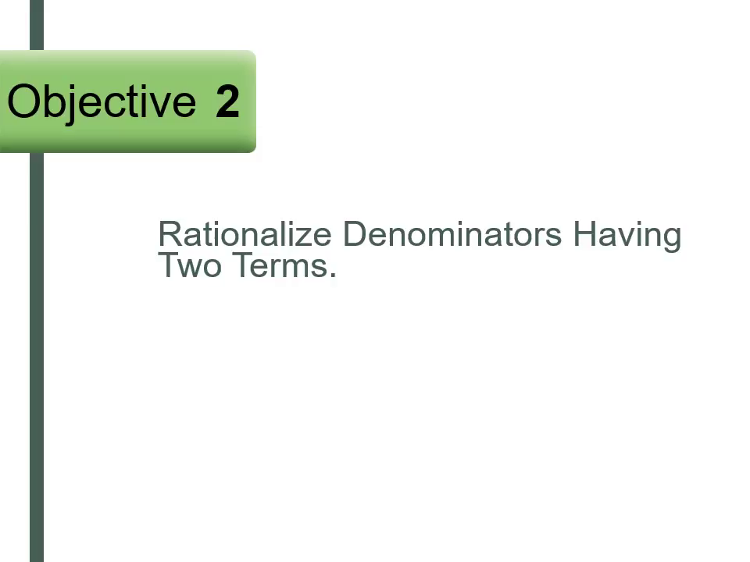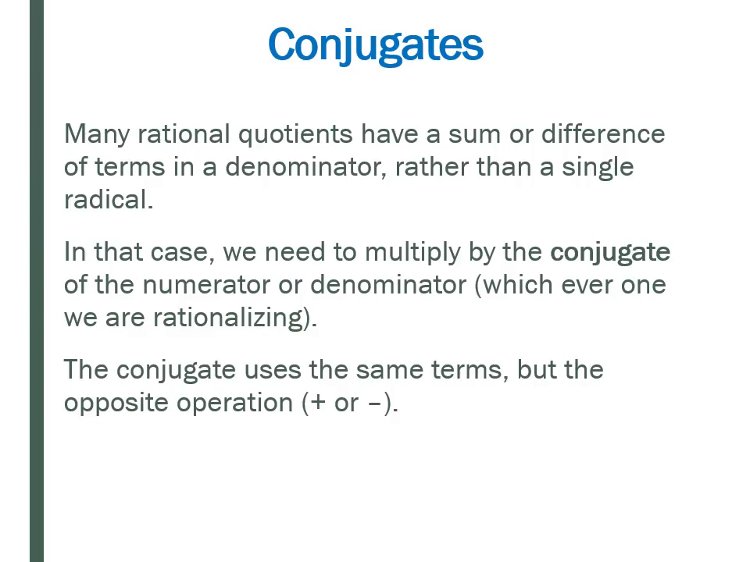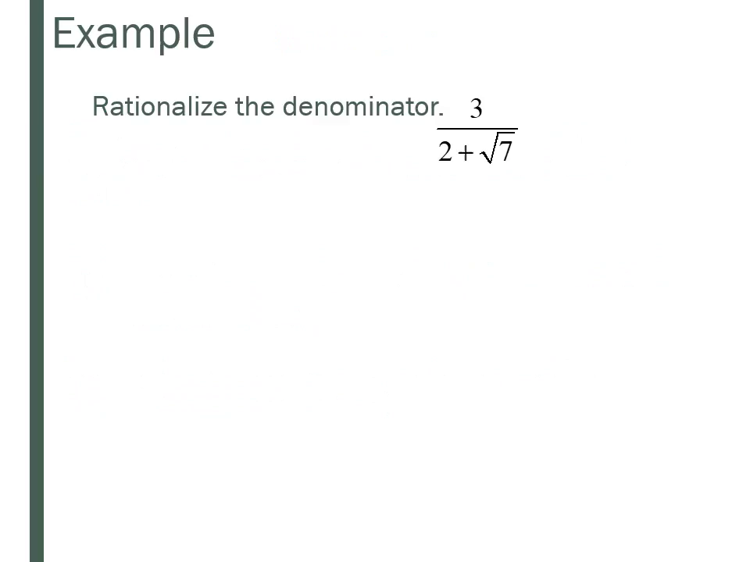Now we're going to rationalize denominators having 2 terms. So I'm going to have 2 expressions being either added or subtracted together. When we have situations like this, we are going to use what's called the conjugate. That means that if I am adding the two expressions, then I'm going to multiply by the two expressions being subtracted. For example, I have 3 divided by 2 plus the square root of 7.